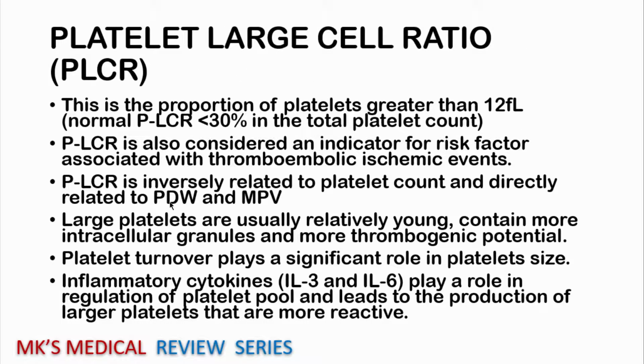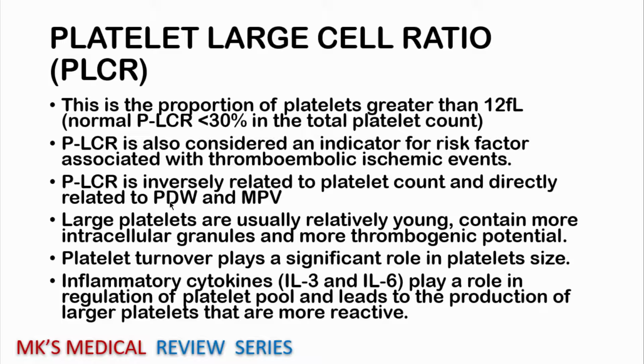Then moving on to the platelet large cell ratio. So remember, this is the proportion of platelets that are greater than 12 femtoliters. Normally you should have less than 30% of the total platelet count that are greater than 12 femtoliters. This platelet large cell ratio is going to be considered as an indicator for risk factor that's going to be associated with thromboembolic ischemic events.